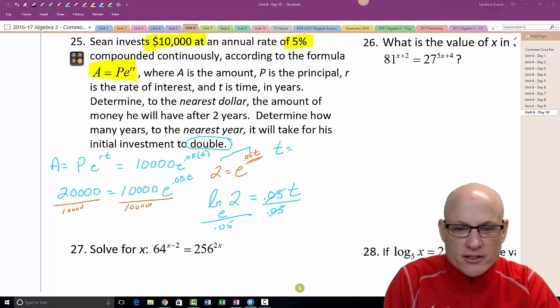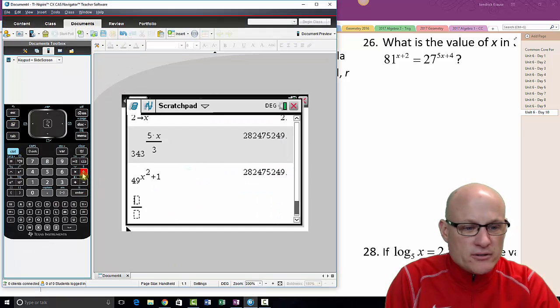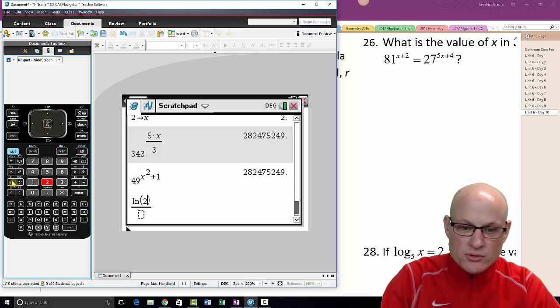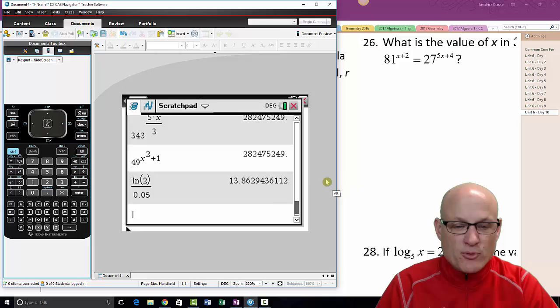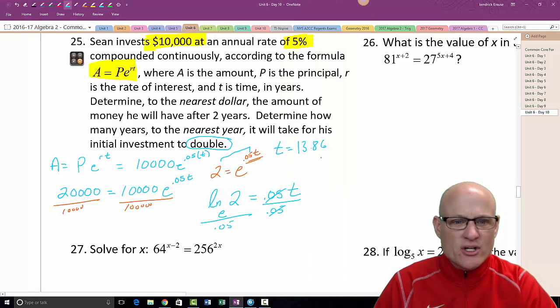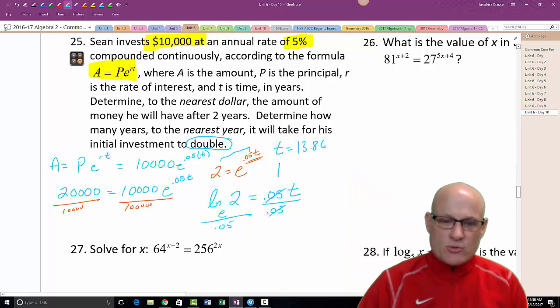So I go back to my calculator, and I go control division, the natural log. Now notice it doesn't allow you to put in the e. You just have to understand it's there, of 2 divided by 0.05. And it's going to take me 13.86 years. Determine how many years to the nearest year. So t equals 14.